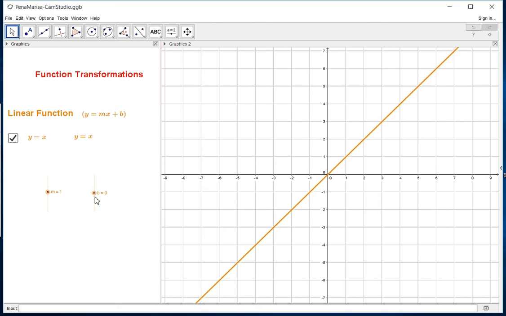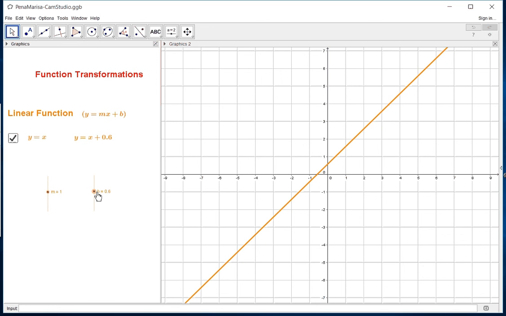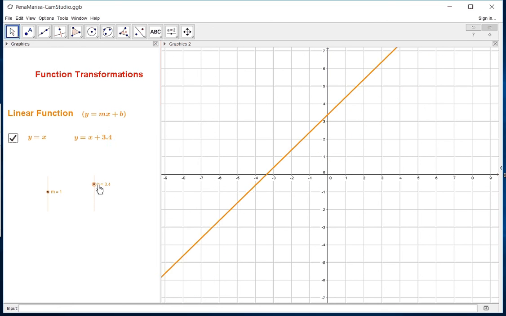Now, what happens if we change our b in the positive direction? Let's grab our slider, and we can see that as I change the b in the positive direction, my graph is being vertically translated or shifted upward.